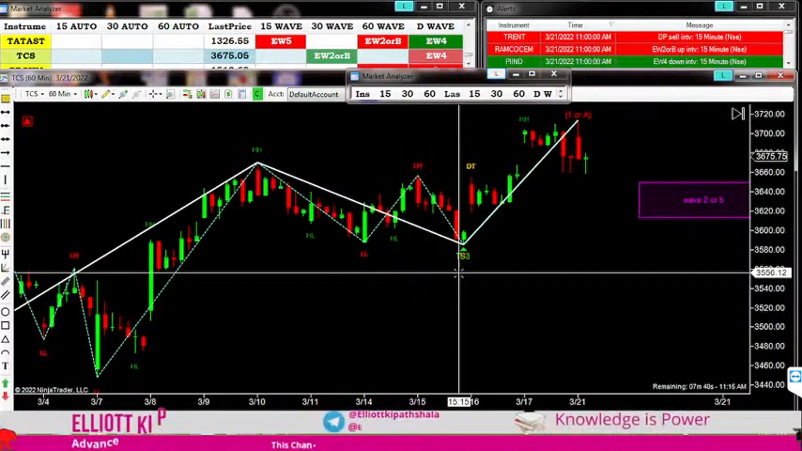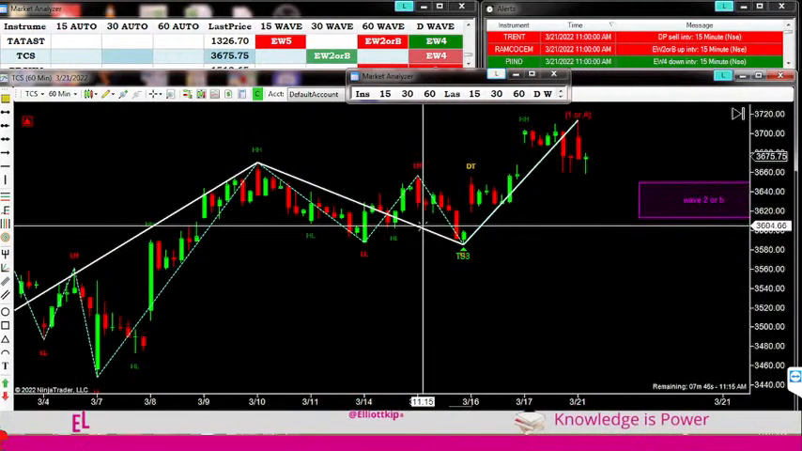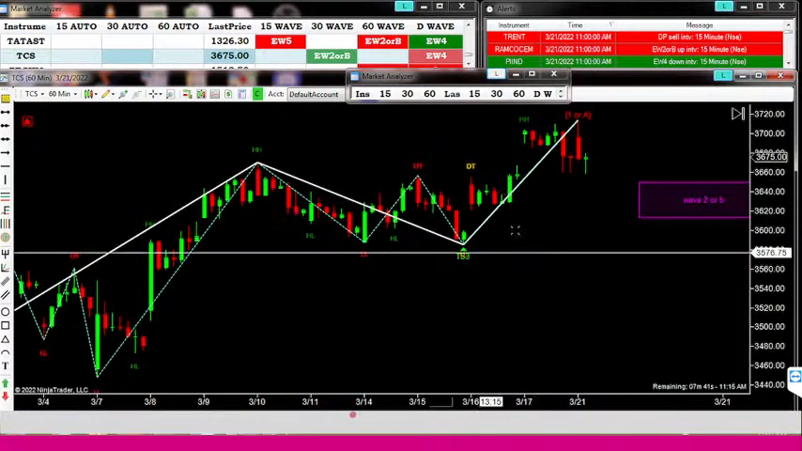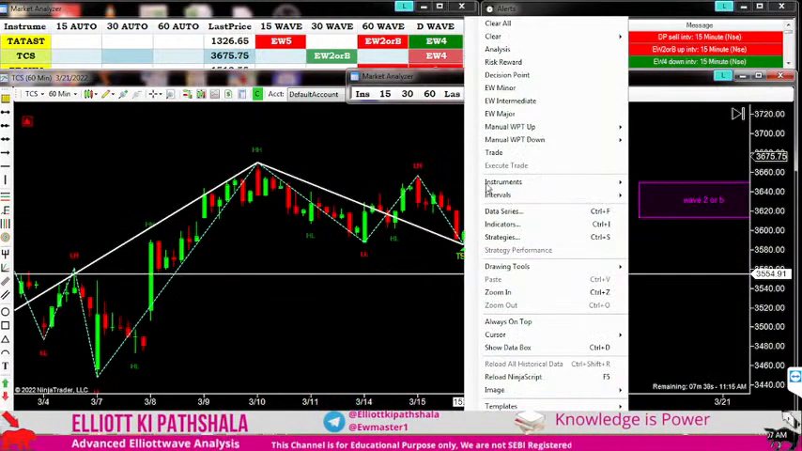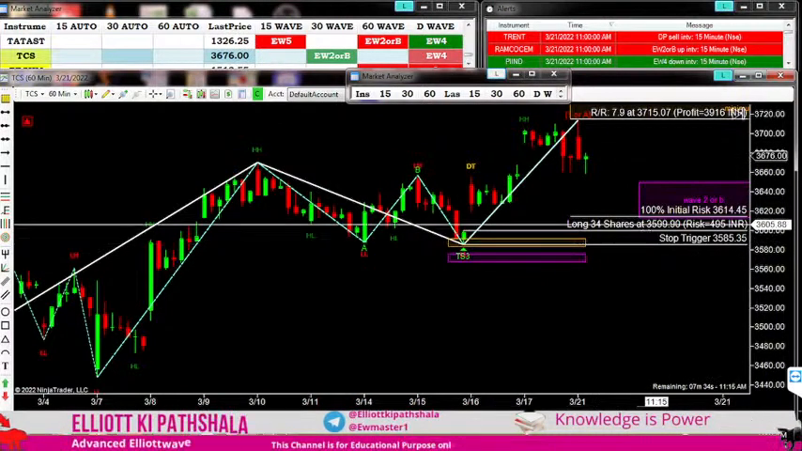For example, I will show you this TCS 60 minute. We have an automatic signal here. I am going to explain how this works in coming time. Just for example of the proper entry exit, I am going to show you this. See, I am doing this. Simply I am clicking here. You see where it is entry.